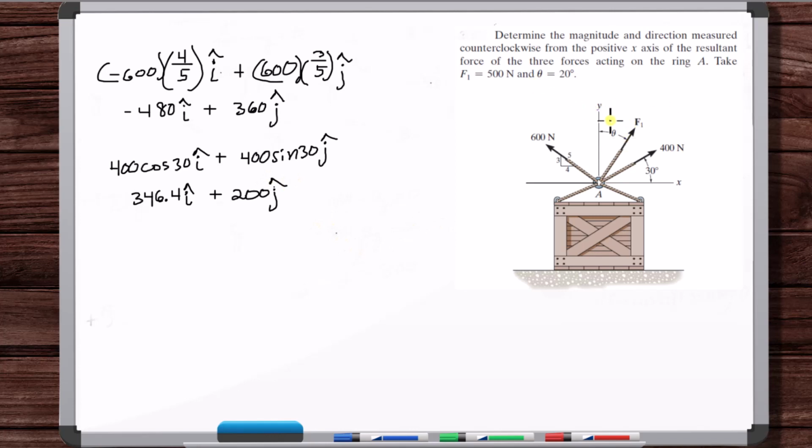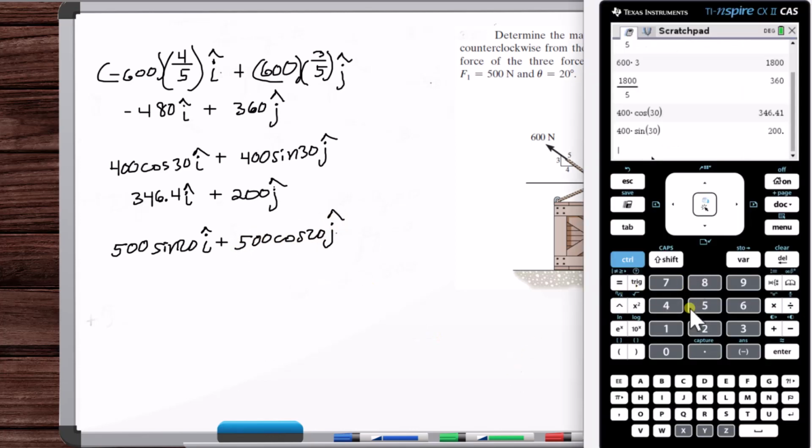Okay, F1 is 500 newtons and theta is 20. So this is 20 degrees. And F1 is in positive x and positive y. So we've got 500 what? In the x, opposite over hypotenuse, 500 sine of 20 i hat, and then plus 500 cosine of 20 j hat.